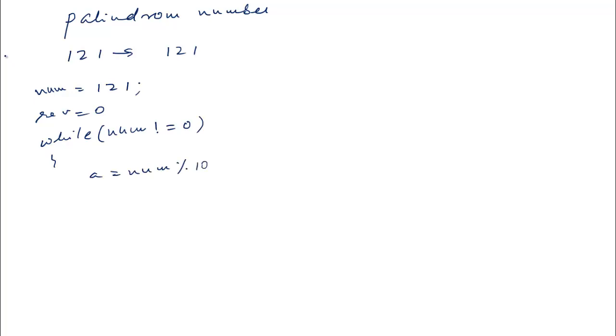So here num equal to 120. I'll take this number, and then another variable I'll take here, 0, that is the reverse. Then I'll put it here: while num not equal to 0, now a equal to num percentage 10. So that means it will take this 1 here, and then I'll take it here in reverse. First of all I'll just write it and then I'll explain it.